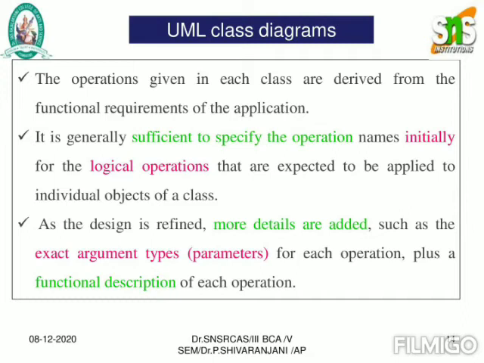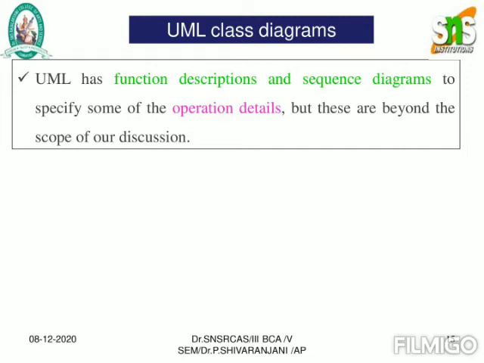The operations given in each class are derived from the functional requirements of the application. It is generally sufficient to specify the operation names initially for the logical operations that are expected to be applied to the individual objects of a class. As the design is refined, more details are added, such as the exact arguments for each operation and the functional description of each operation. UML has function descriptions and sequence diagrams to specify some of the operation details, but these are beyond the scope of our discussion.